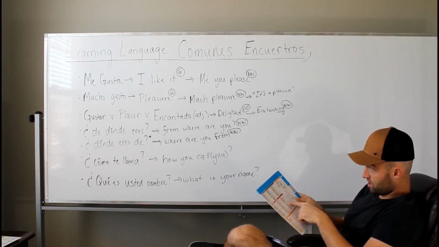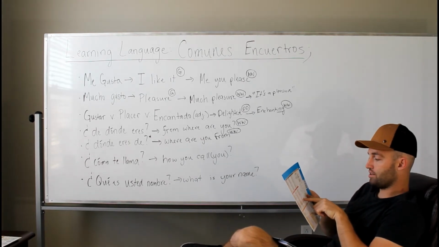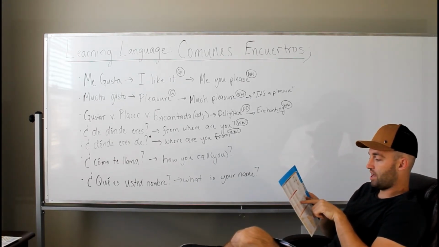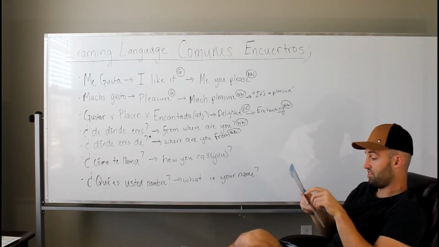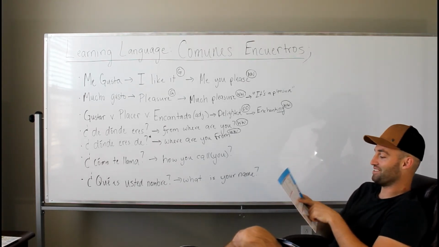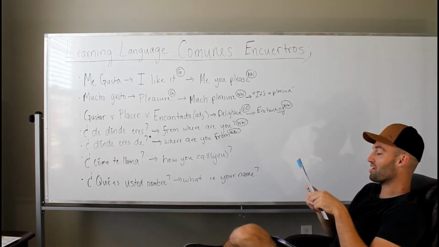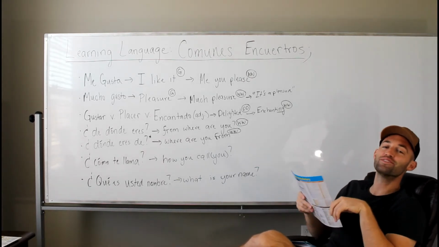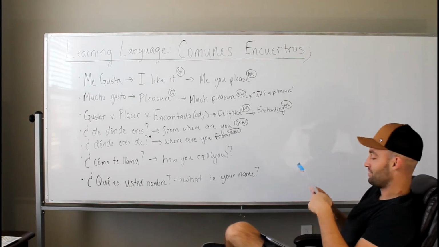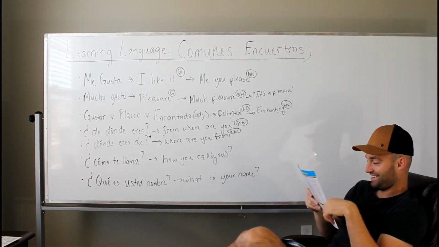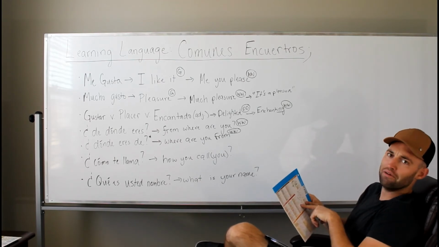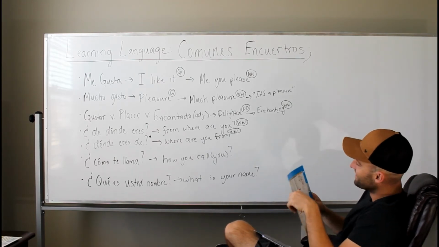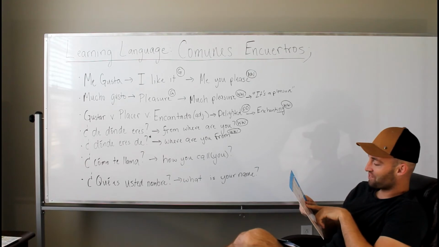And de donde eres de is not even on here as a where are you from greeting. It has de donde eres and de donde es usted. The de donde es usted is, from where is you? From where is you, bro? Hombre, mano. De donde es usted? But we use the usted, so that's formal. And I thought that was pretty funny.